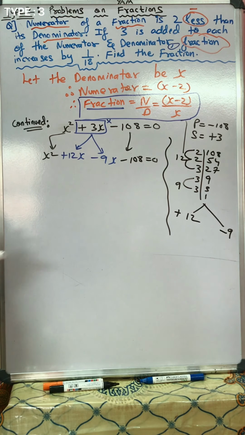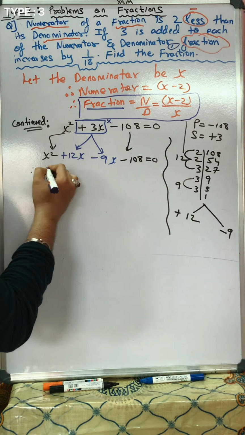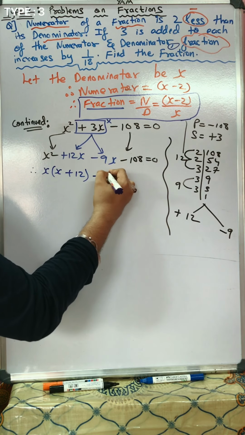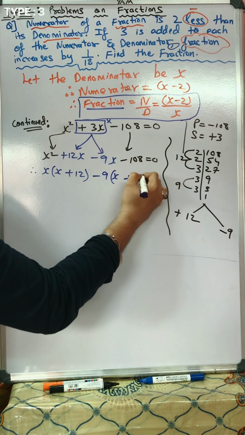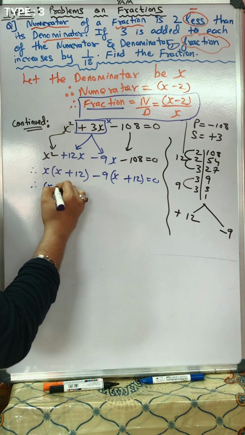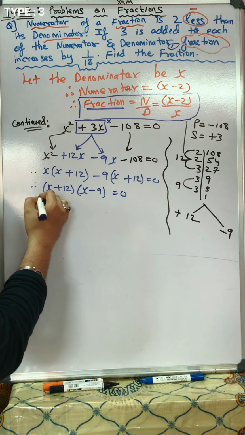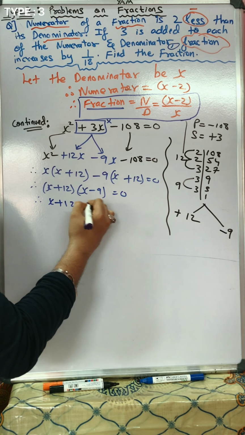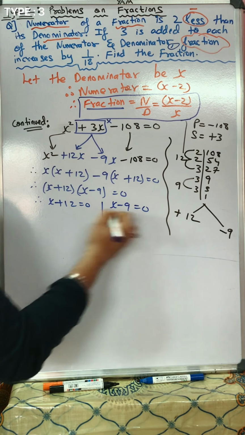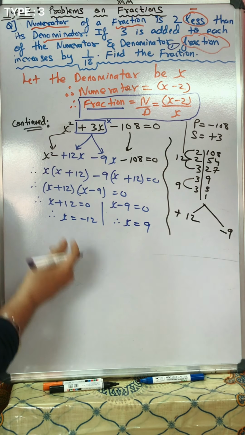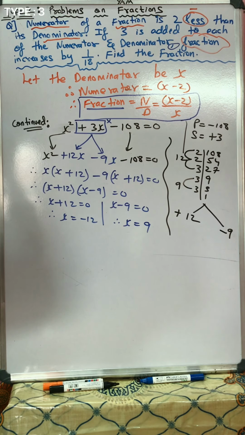So now let's proceed with the calculation. Therefore I can remove x common. If x is removed common, it becomes x plus 12. I can remove minus 9 common, so this will become x plus 12 is equal to 0. Therefore if x plus 12 is removed common, then we have x minus 9 is equal to 0. Therefore either x plus 12 is equal to 0 or x minus 9 is equal to 0. Therefore x is equal to minus 12. Therefore x is equal to 9. So students, we got two values of x. One is x is equal to minus 12 and the other is x is equal to 9.